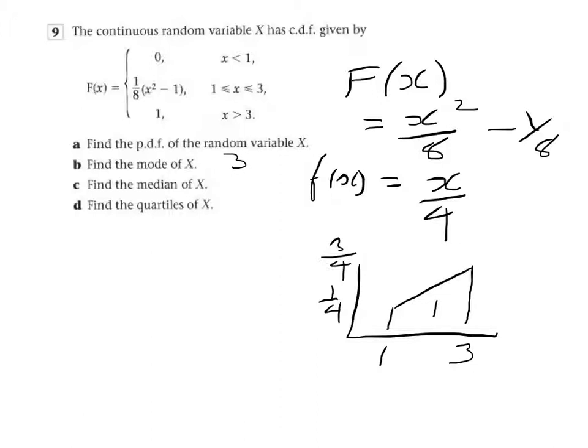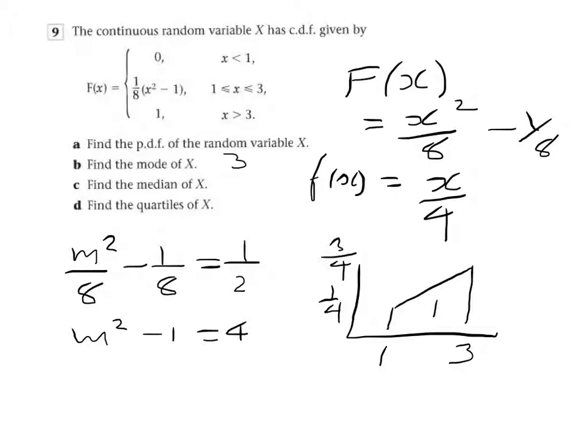To find the median, we have to set F of x equal to a half. So we'll get m squared over 8 minus 1/8 equals a half. And I have to solve this quadratic equation. So if I multiply through by 8, I'll get m squared minus 1 equals 8 over 2, which is 4. We'll get m squared equals 5. That's how I'll get m equals square root 5. I will need to take the positive value, and the square root of 4 is 2, so the square root of 5 is going to be a little bit larger than that. It's going to be somewhere about here. So we'll work that out now on a calculator.